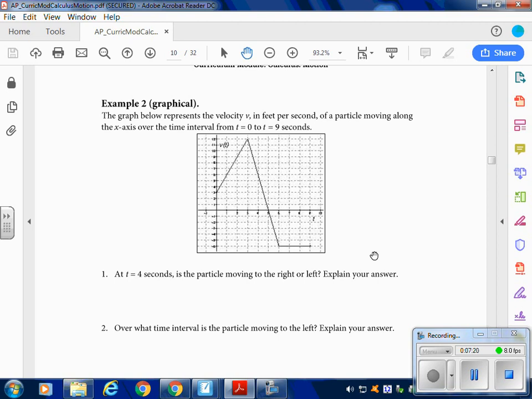So if your velocity is decreasing, your acceleration will be negative. And you also could describe that with slope. You could talk about the slope of the line being negative and therefore the acceleration is negative. That would also be another way.